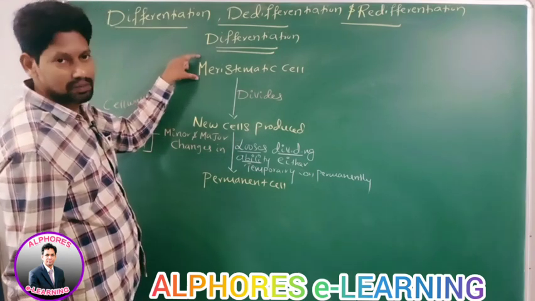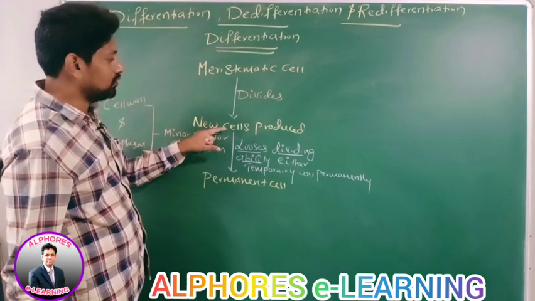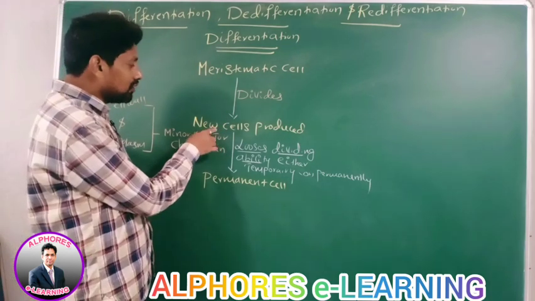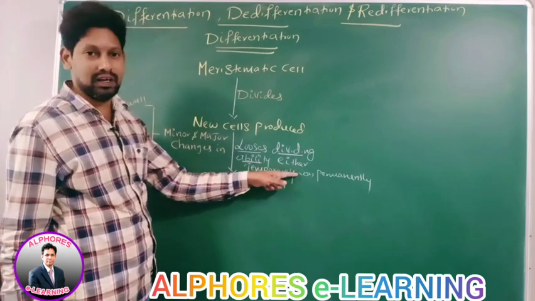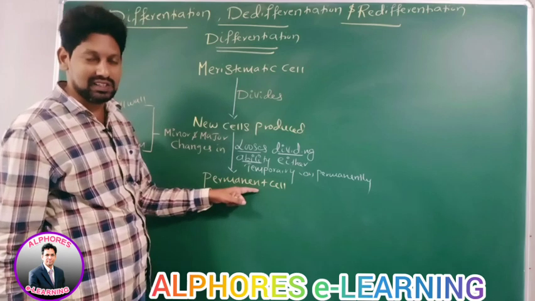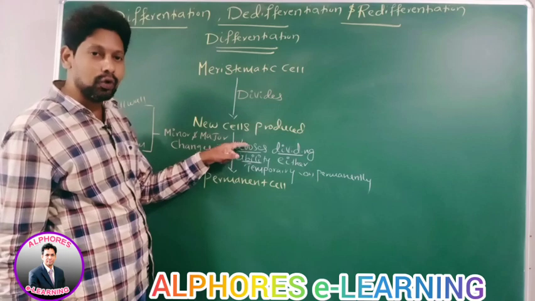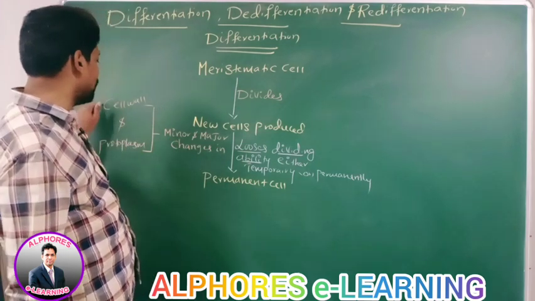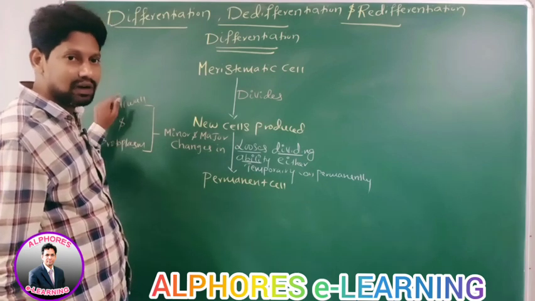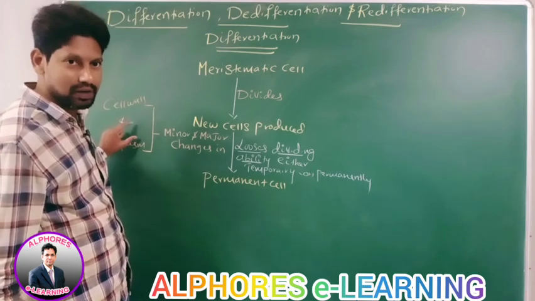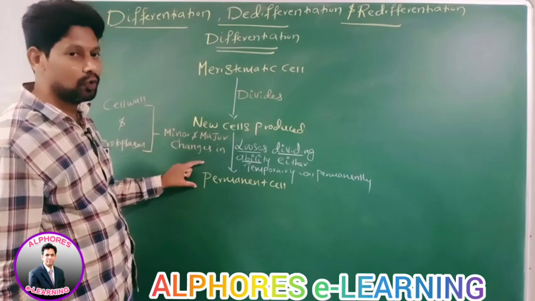Therefore, take a meristematic cell. Meristematic cell means it can divide. When it divides, it produces new cells. These newly produced cells lose dividing ability either temporarily or permanently and change to permanent cells. Why do they lose this dividing ability? Due to minor and major changes in the cell wall and protoplasm. Therefore, meristematic cells change to permanent cells.